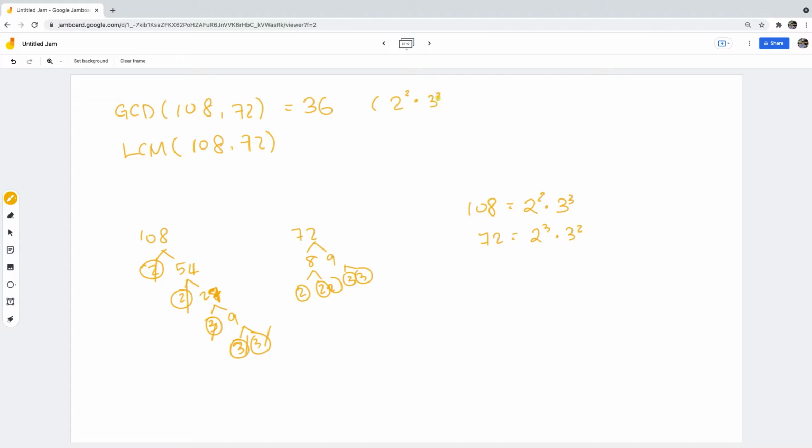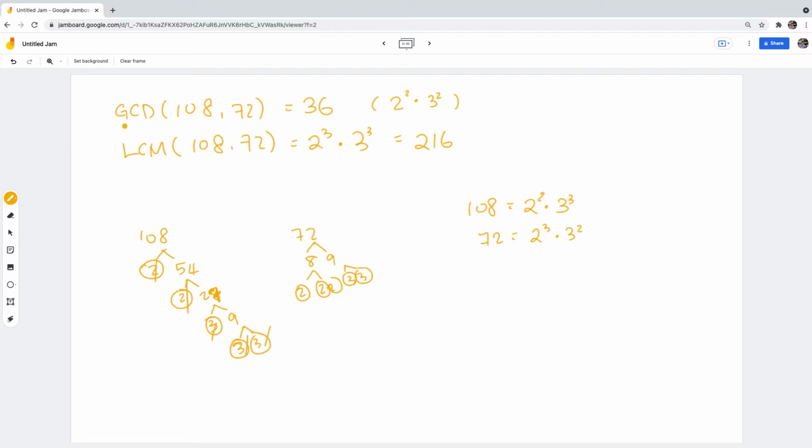Quick review. Okay, and LCM can be written as what? We're going to look at the larger exponent. What is the larger exponent? 2 cubed times 3 cubed, right? That is your LCM. So if we calculate that, this is 8 times 27, which is equal to 216.